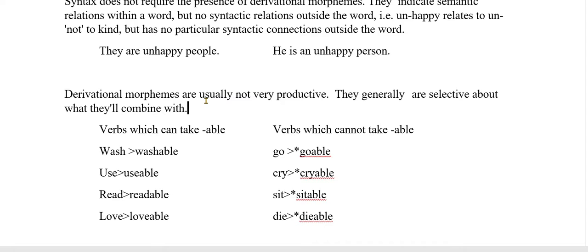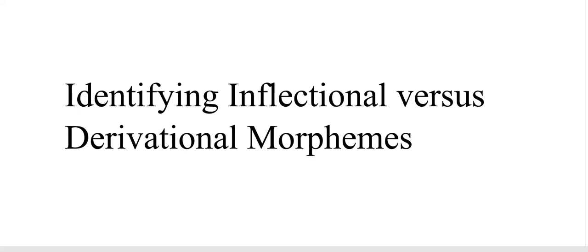So the point is derivational morphemes are selective. They just cannot be put at the end of a lot of words. They're very selective in the kinds of words they can attach to. There are a lot of conditions. Now you know some of the basic differences between inflectional and derivational morphemes.